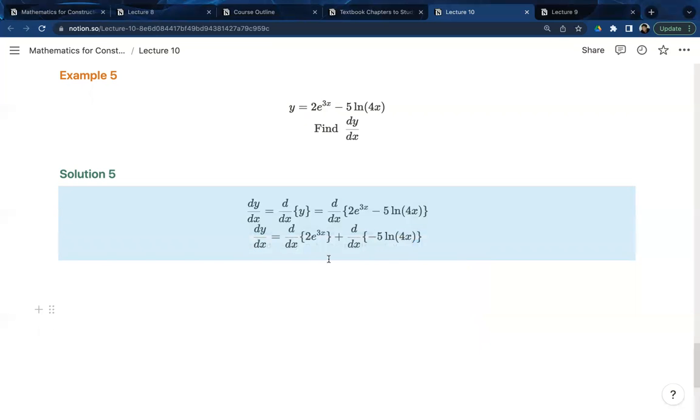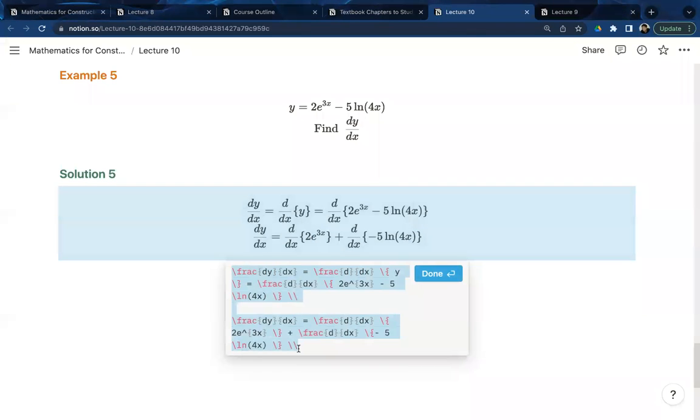So we differentiate the first thing with respect to x, which is 2e^(3x), plus differentiate the second term, which is minus 5 ln 4x, right? Differentiate these with respect to x. Because it's a linear operator as well, the number in front of the function, we could pull it on the outside. So I could rewrite this here.